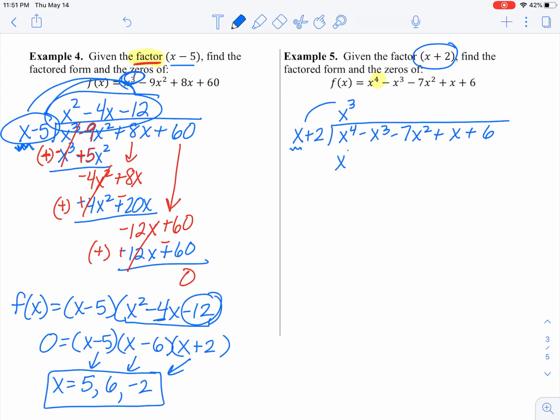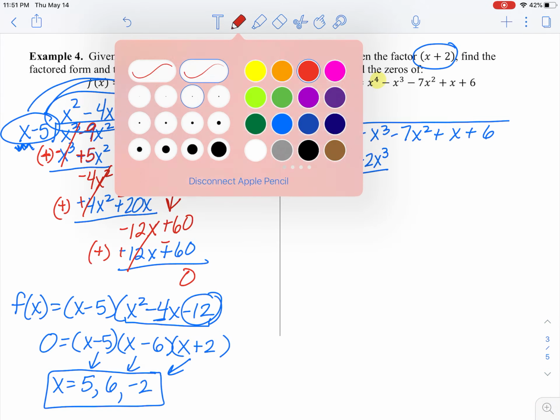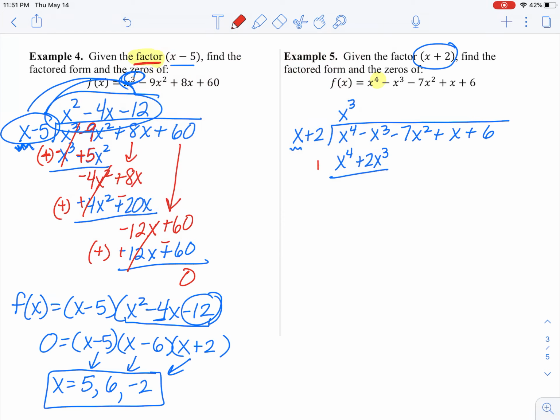So x to the third times x is x to the fourth, x to the third times 2 is plus 2x to the third. And then we subtract, which, remember, is the same as adding the opposite. So we're going to add and change their signs. X to the fourth minus x to the fourth cancels.